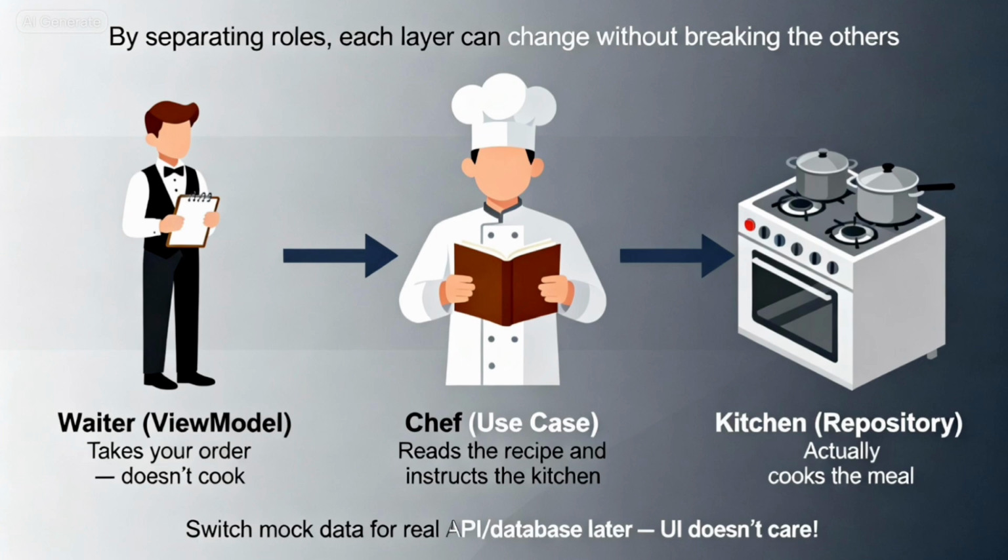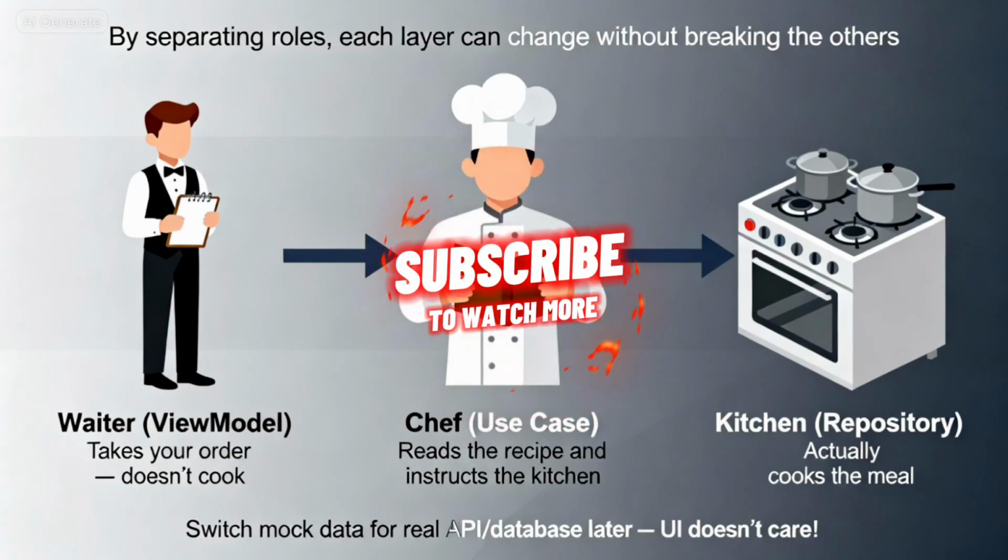Now that the waiter has passed that order to the chef, the chef says, okay, I know the recipe to cook this meal, so I'm going to instruct the kitchen to cook it. Because the chef is also not the one who is going to cook it. So the chef is going to instruct people who work in the kitchen to actually cook the meal.